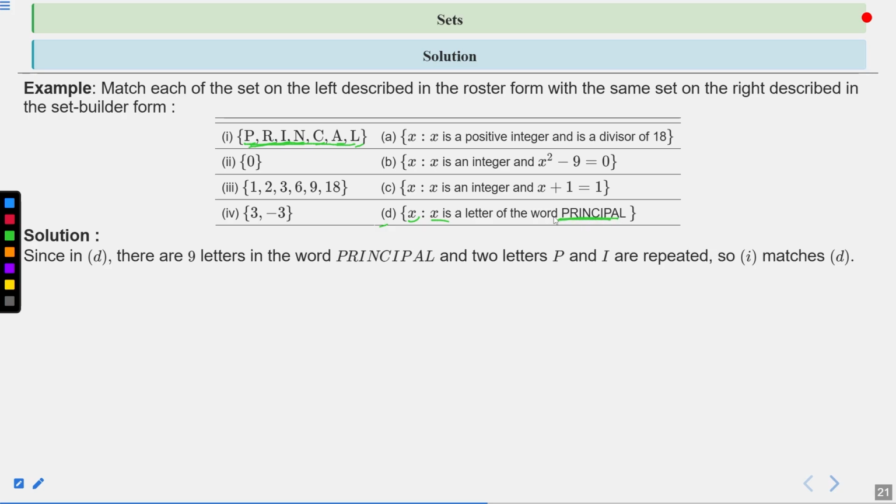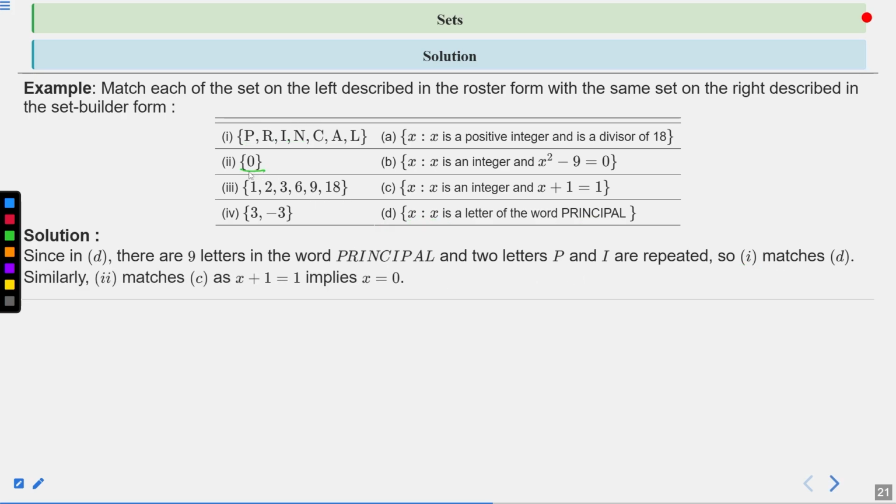As we saw in theory, there will be no relevance of the order. You write P here or here, doesn't matter, and the repetition also doesn't matter here. Clear? Now, D matches with I, or I matches with D.